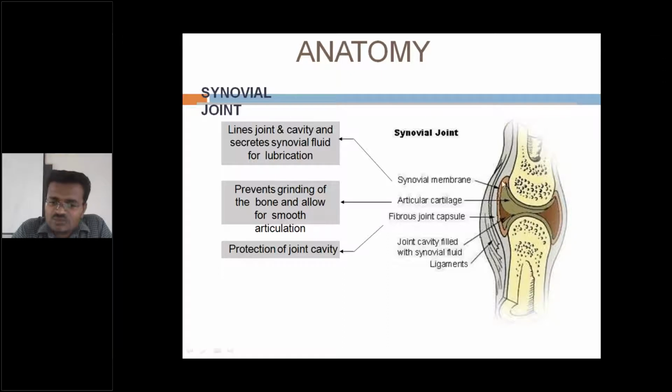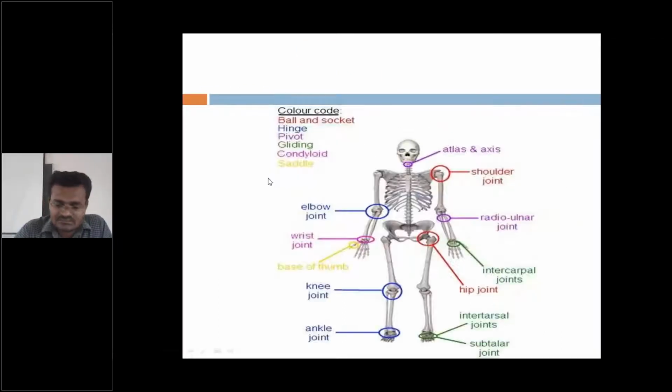This is the joint capsule. This pink colored one is the joint capsule. So this is the structure of every joint. Whenever a joint gets infected, the first thing that gets affected is the synovial membrane. It will get hypertrophied. So first we will see the anatomy: this is the synovial membrane, this is the articular cartilage, this is the fibrous joint capsule, and this is the synovial fluid. Okay, that's it.